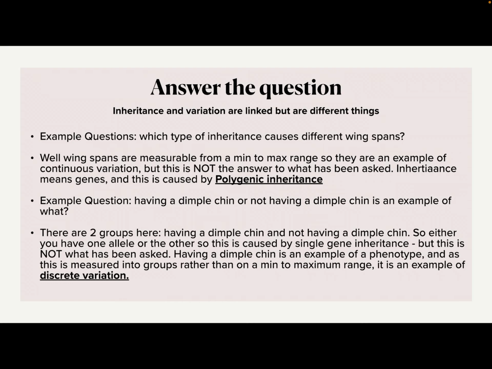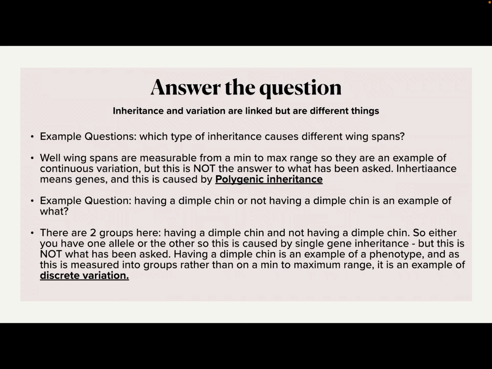So the first example question says, which type of inheritance causes different wingspans? Now you might just see wingspans, that's measurable from a minimum to a maximum. So you might think that's an example of continuous variation. And it is, but that's not the answer to what's been asked. You were asked what's the type of inheritance, and that means genes, so it's caused by polygenic inheritance.